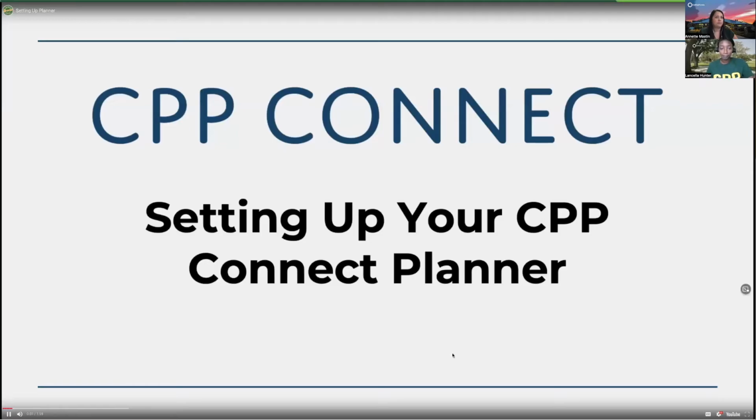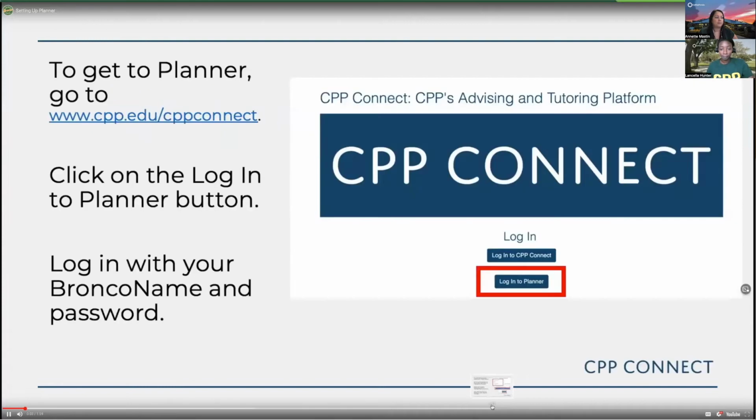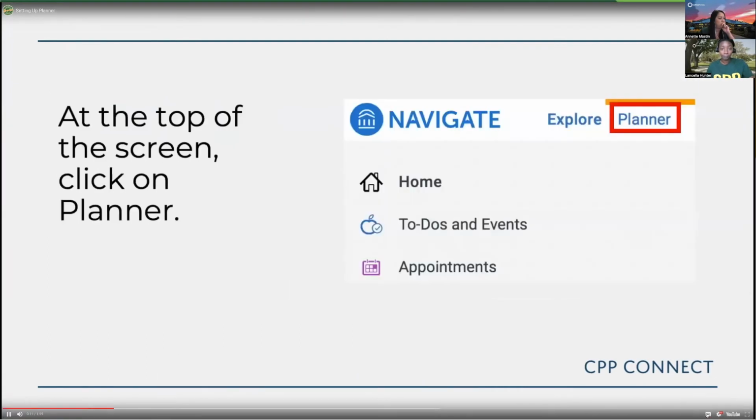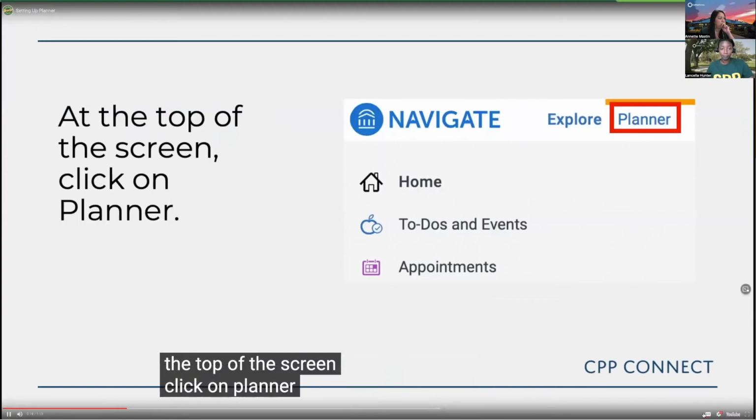Setting up your CPP Connect Planner. To get to Planner, go to www.cpp.edu/CPP Connect. Click on the Login to Planner button. Log in with your Bronco name and password. At the top of the screen, click on Planner.